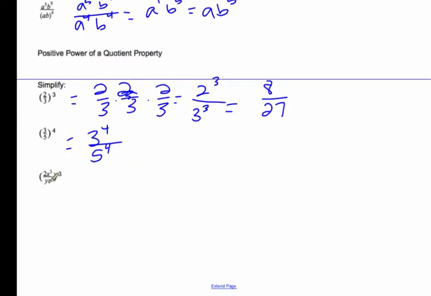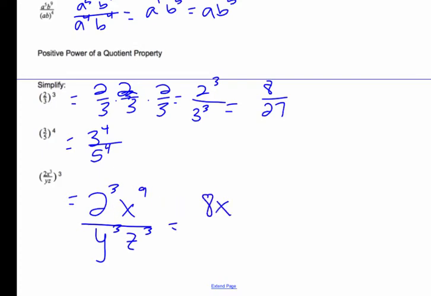All right, and then we have (2x^3 over yz) to the third power. So again, we have to make sure that everything inside here gets raised to the third power. So that is going to be 2 to the third power times x to the 9th power. Remember, I'm multiplying. 2 to the third because the exponent on the 2 was a 1, over y to the third, z to the third. So you could simplify 2 to the third as 8, so 8x to the 9th over y cubed z cubed. That would be your final answer. There's nothing else that can be simplified there.